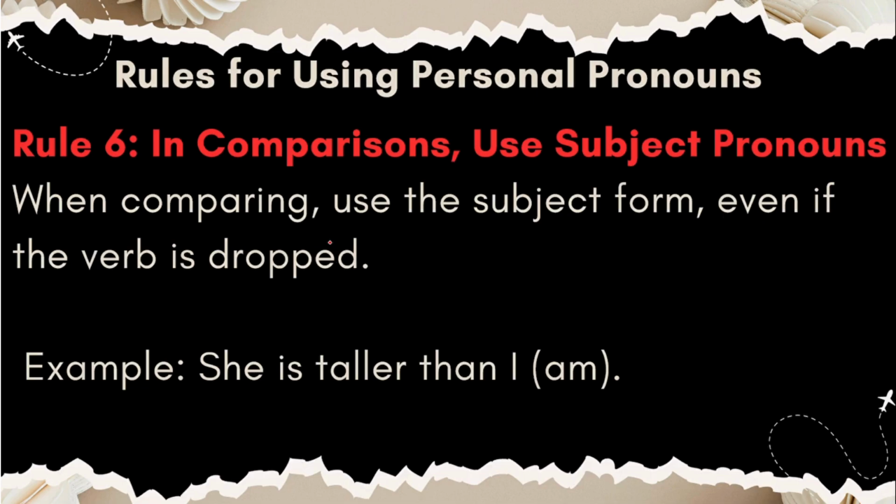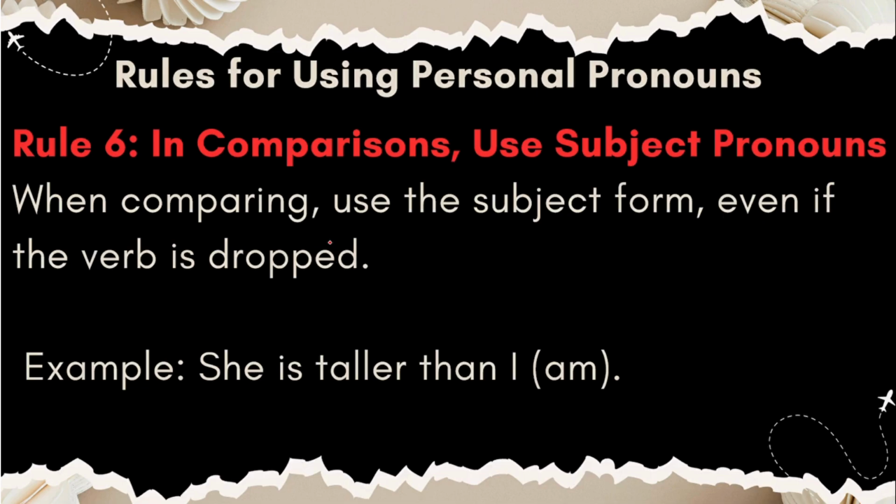If you put am, it is a clue to help you know the right answer, because the sentence will also be correct if I say she is taller than I am. She is taller than I am is correct. But if I drop the am, the verb, she is taller than I is still correct. Let's go back to the rule. In comparisons, use subject pronouns. What's the subject pronoun here? I is a subject pronoun.